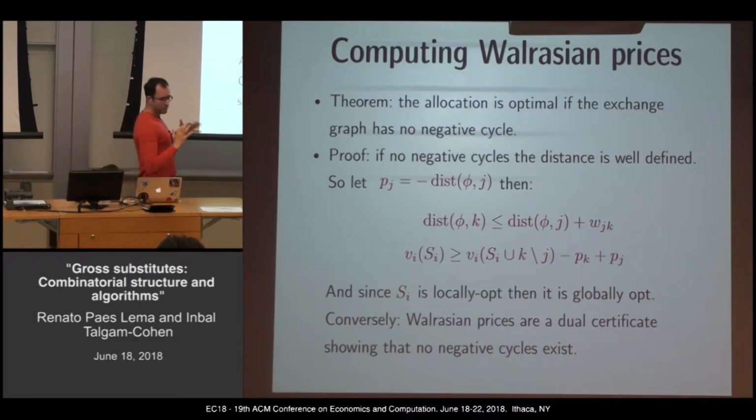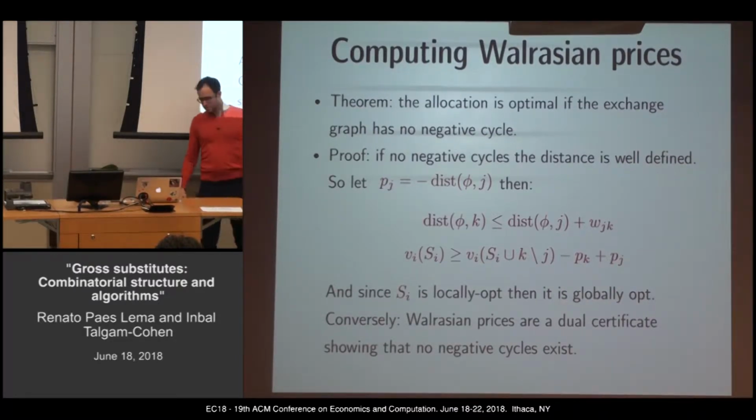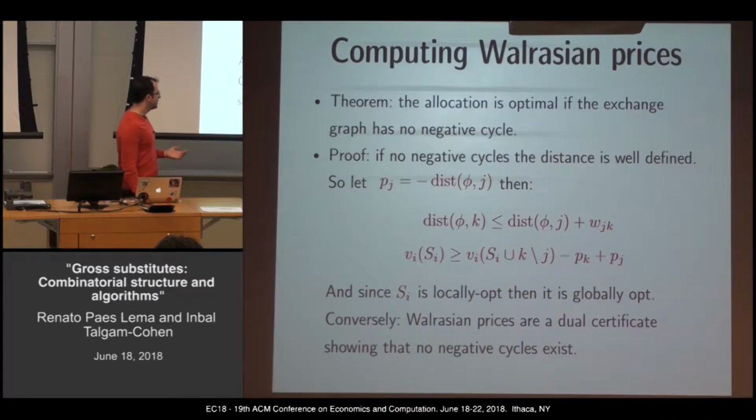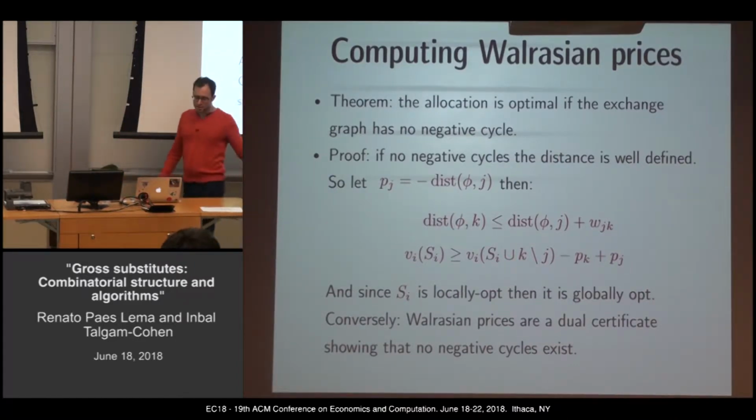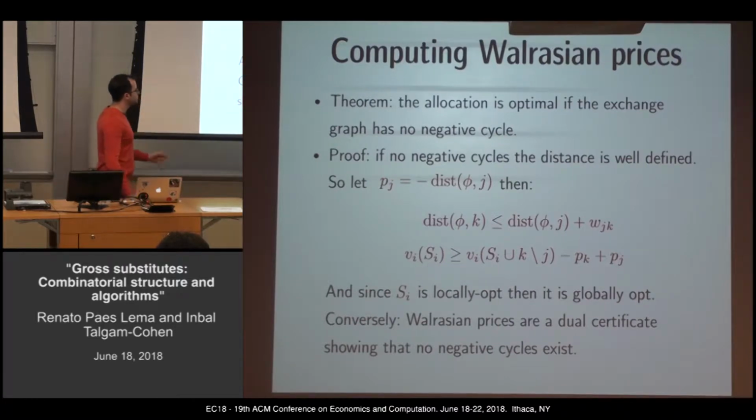So pretty much you have a potential, and there are no negative cycles. It's saying that S_i is locally optimal. But again, you saw that gross substitutes is equivalent to discrete concavity. So local optimality is global optimality. That's a global optimum, and p_j are Walrasian prices. So it's good, we are happy.